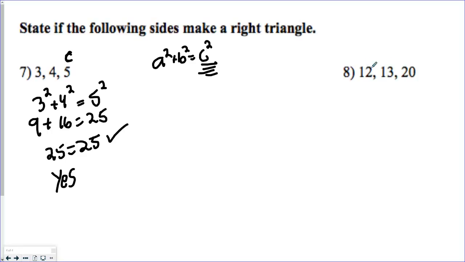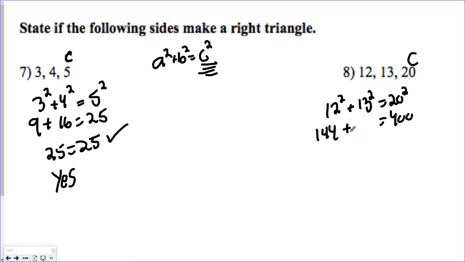What about 12, 13, and 20? Well, again, we want to look for what's the biggest number. In this case, it's the 20, so 20 is going to be my c. So I'm going to have 12 squared plus 13 squared equals 20 squared. So 20 squared I know is 400. 12 squared is 12 times 12, which is 144. Plus 13 squared, which is 169. I want to add these two together to see if they equal out. So 144 plus 169 is going to give me 313, which is obviously not 400, so this is not true. So this would be a no.